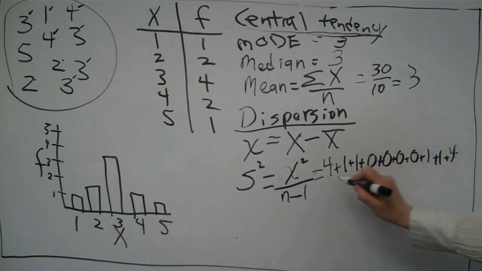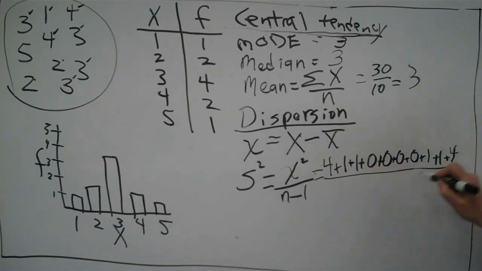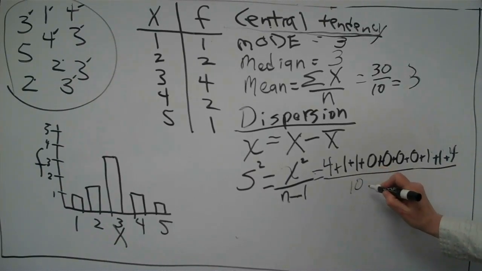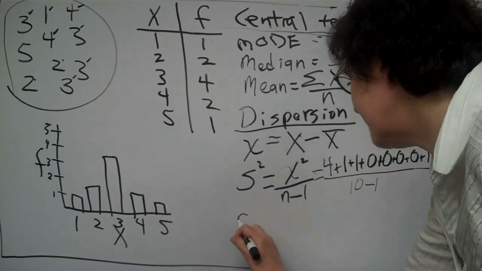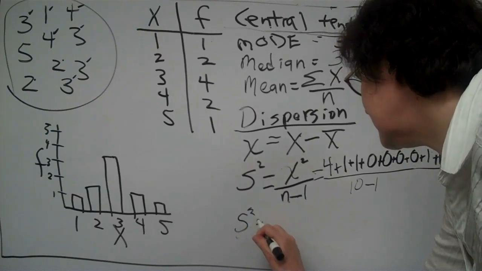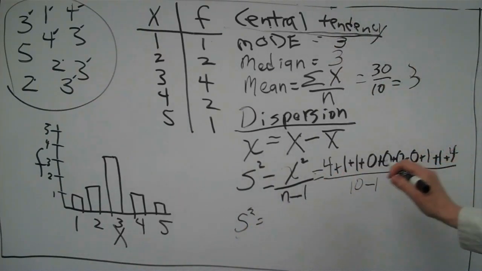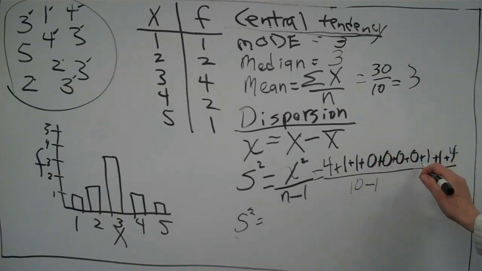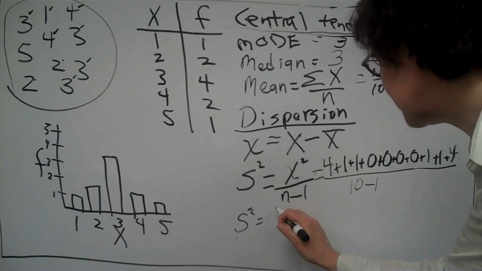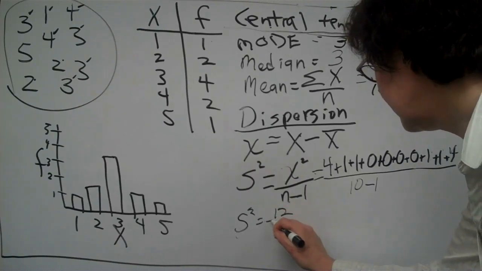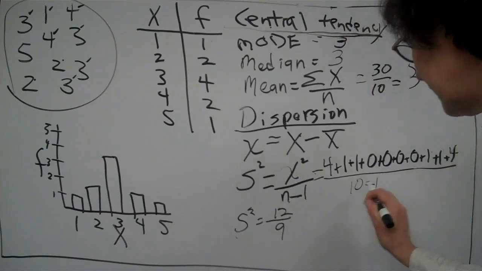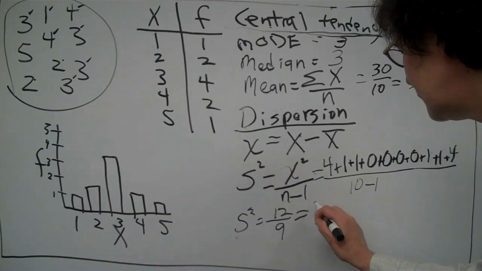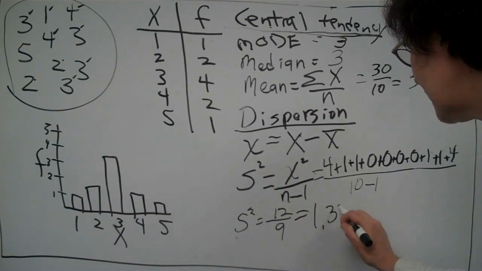All of this is divided by n minus 1. There are 10 scores, that's the n, minus 1. So the variance is equal to this sum. We add them up, 4 plus 1 is 5, plus 1 is 6, plus these 4 zeros is 6, plus 1 plus 1 plus 4. The total is equal to 12, divided by 10 minus 1, which is 9, which is equal to 1.33.